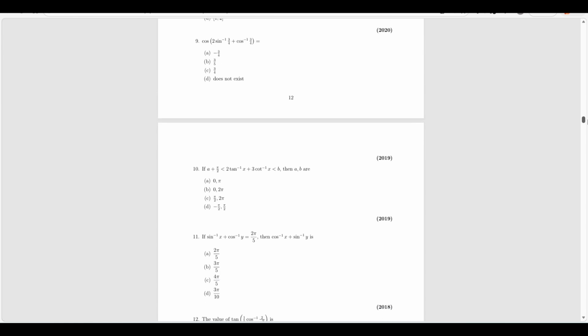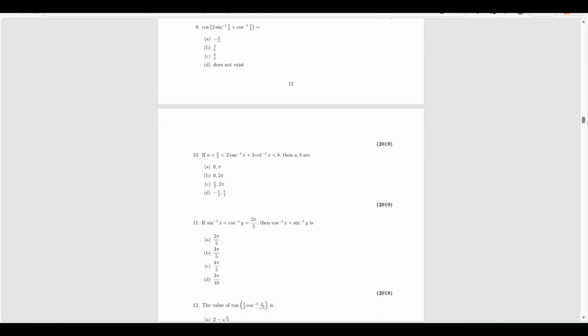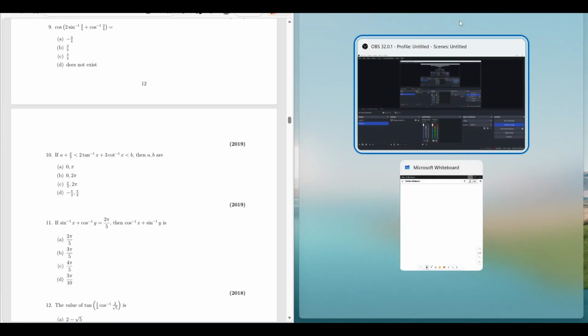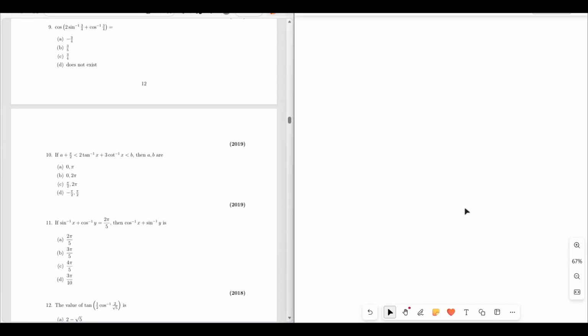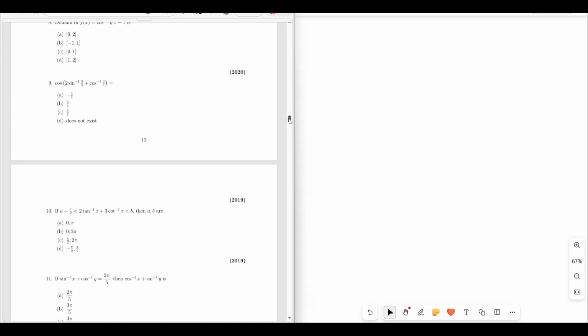We'll be starting with the 9th question from the year 2019. So okay, let us see what this 9th question is about. In the 9th question, they have given cos of 2 sin inverse 3 by 4 plus cos inverse 3 by 4 is equal to, basically they're asking you to find the value of that expression given.